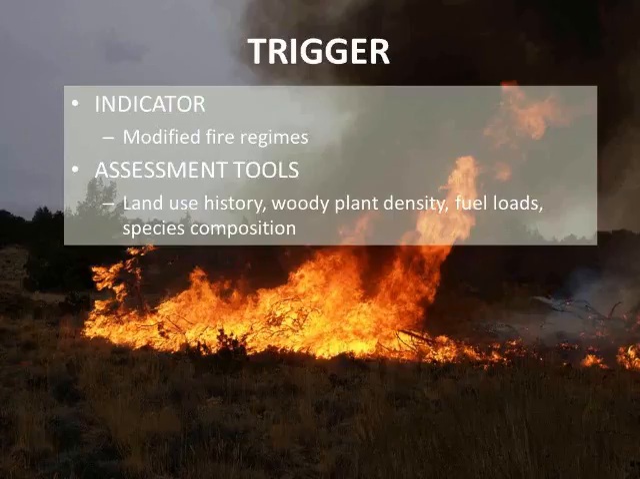Indicators of modified fire regimes. This is a big one that a lot of us deal with. You can look at land use history, woody plant density. We have more woody plants than we used to. Fuel loads, species composition. So these are all tools you can use to assess those indicators.